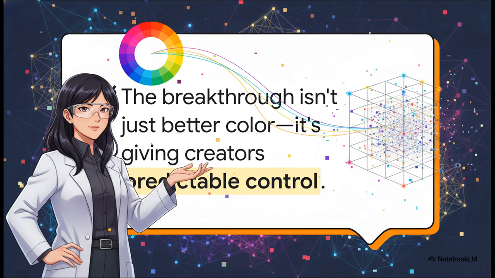By leveraging perceptual loss functions, basically making the AI mathematically penalize itself if a color looks wrong to us, the tech is finally capable of exact, predictable precision.